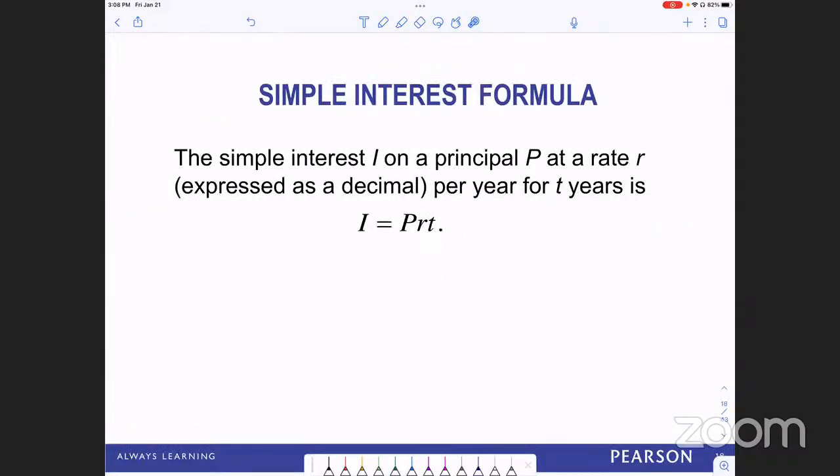The simple interest I on a principal P at a rate R expressed as a decimal per year for T years is given by this: I equals PRT. This is the simple interest formula. So if you have your formula sheet, you definitely want to add this to your formula sheet, okay?